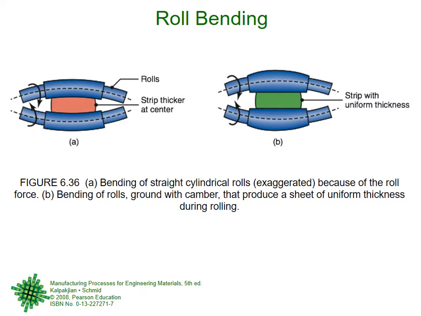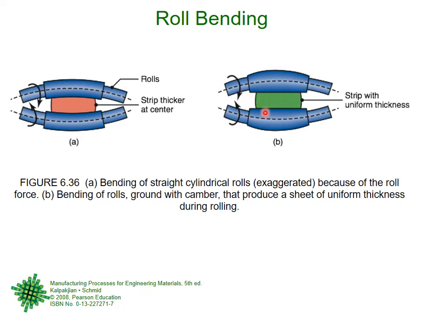So what we are saying here is the bending of straight cylindrical rolls, shown in an exaggerated format, because of the roll force. But here, what do you see? What is the difference between this diagram and this diagram? Here it is red, here it is green. Yes, but what is the major difference? Here the roll has the arc and here the roll has been flattened.